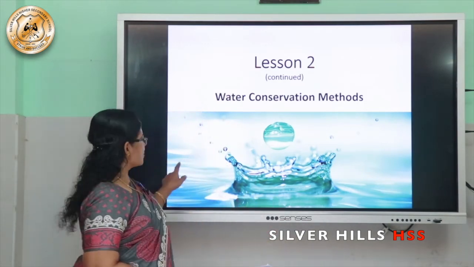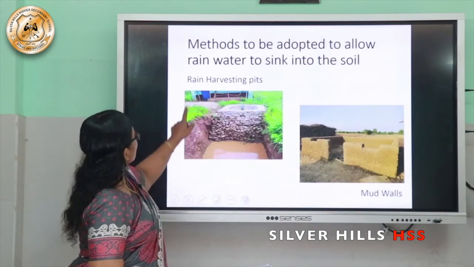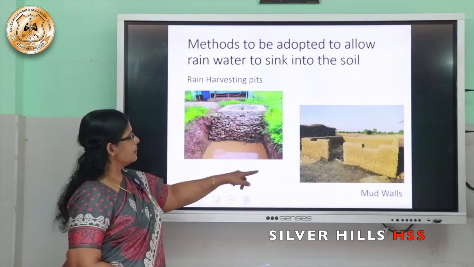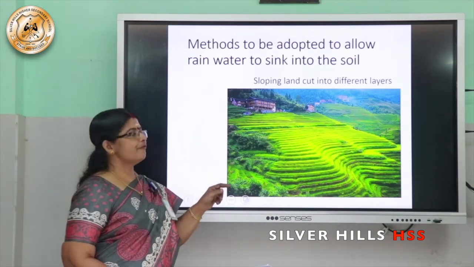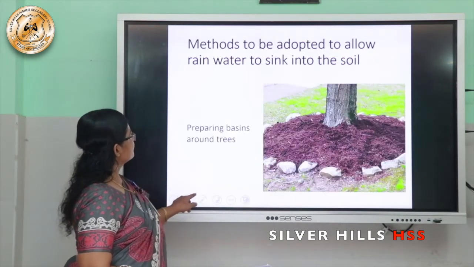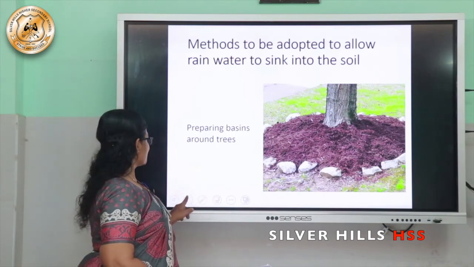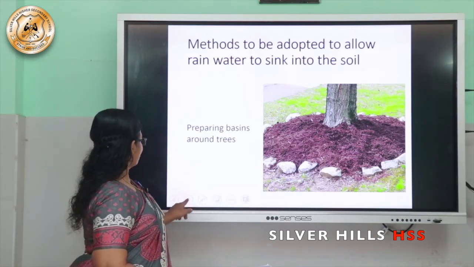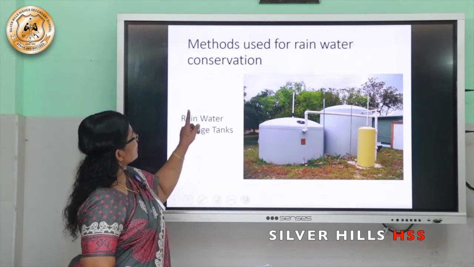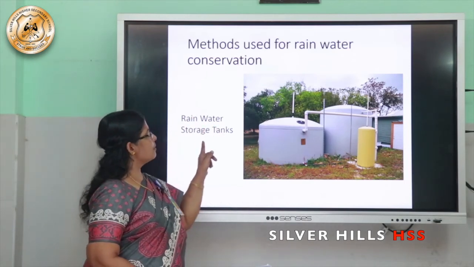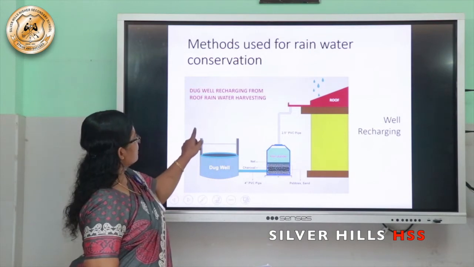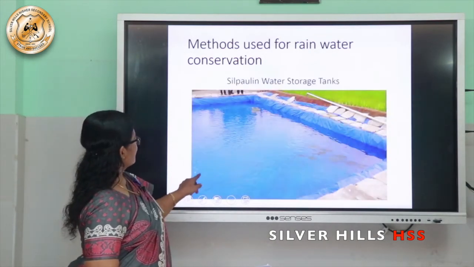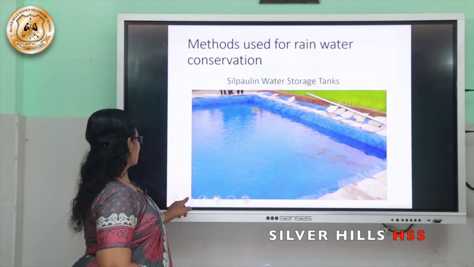Okay children, once again I will repeat the topics we have studied today. Different water conservation methods: rain harvesting pit, mud walls, sloping land cut into different layers, preparing basins around trees. Then the methods used for rainwater conservation: rainwater storage tanks, well recharging, Silpullin water storage tank.